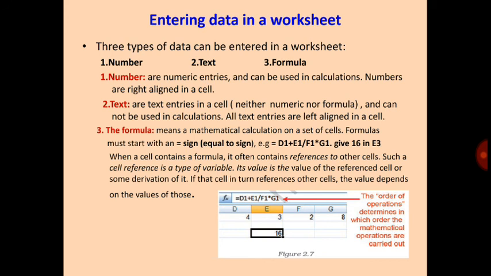When a cell contains a formula, it often contains references to other cells. Such a cell reference is a type of variable. Its value is the value of the referenced cell or some derivation of it. If that cell in turn references other cells, the value depends on the value of those cells.